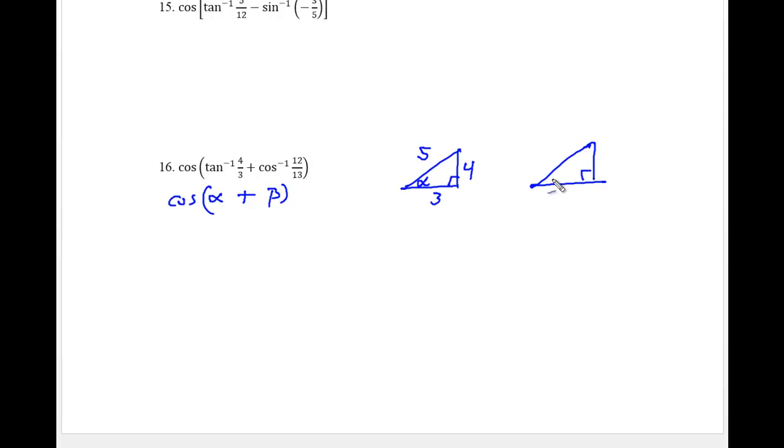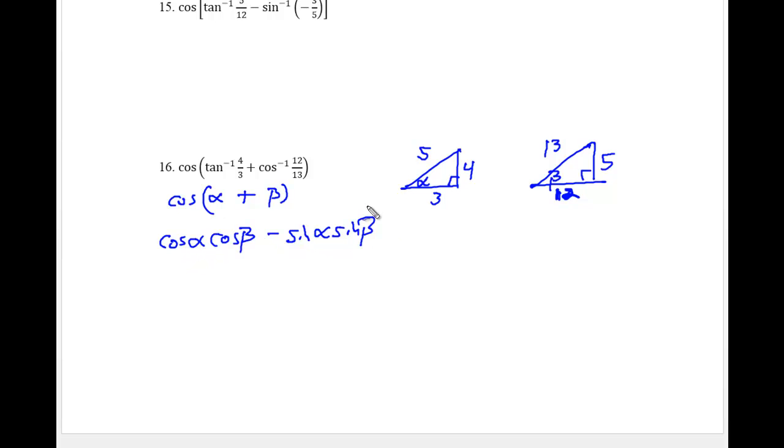So cosine of beta is 12/13, so this is my adjacent over hypotenuse. My 12 looked like a 13, because I think I wrote a 13. And then my missing side here is 5. 13 squared minus 12 squared is going to be what's left here, which is 25. The square root of 25 is positive 5. All right, so the cosine of alpha plus beta is cosine alpha cosine beta minus sine of alpha sine of beta. So what we'll do here is plug in what we know.